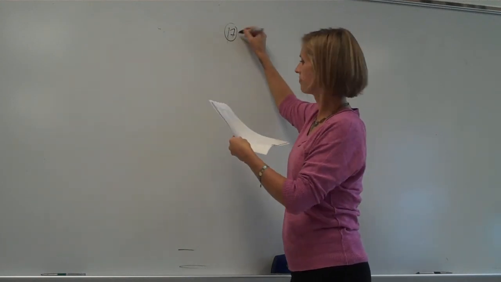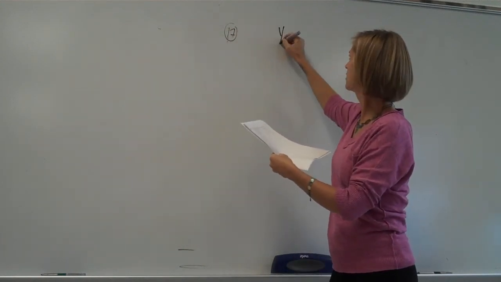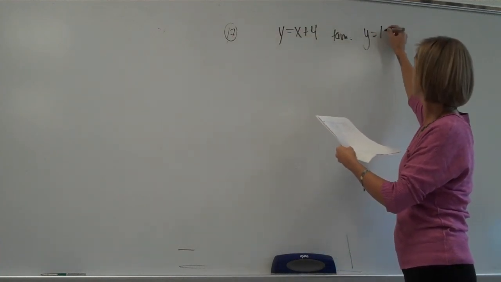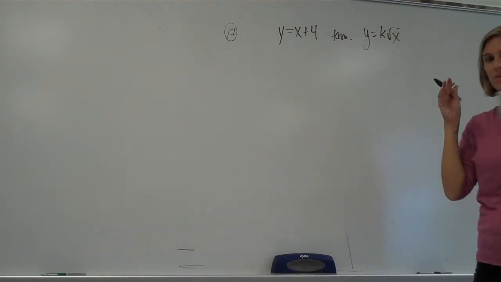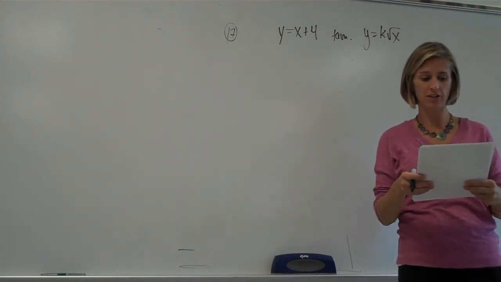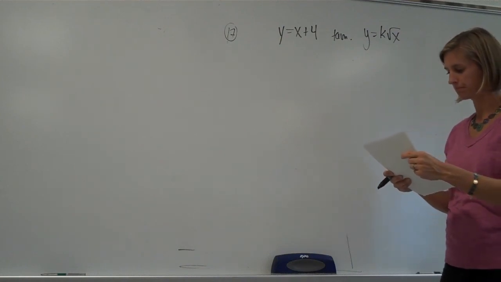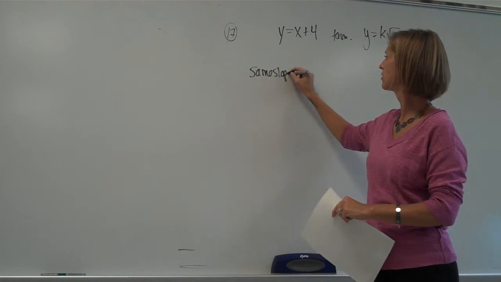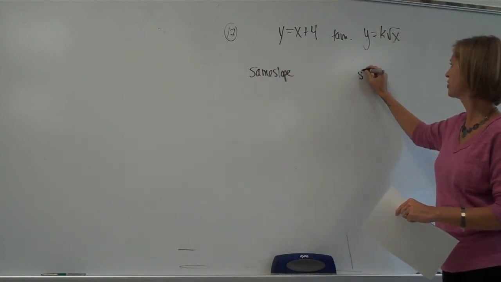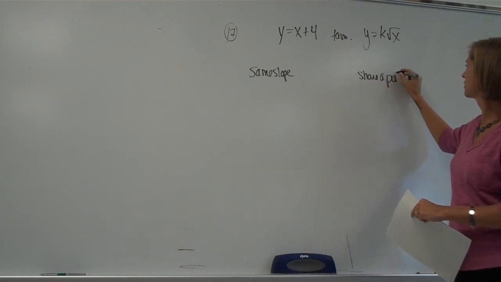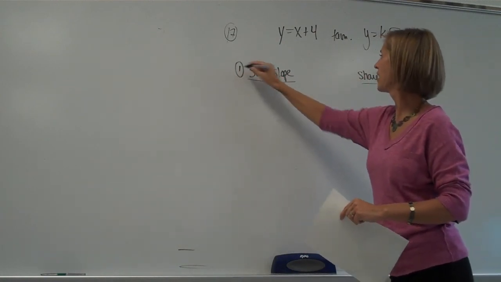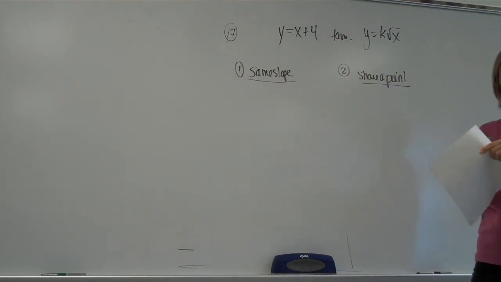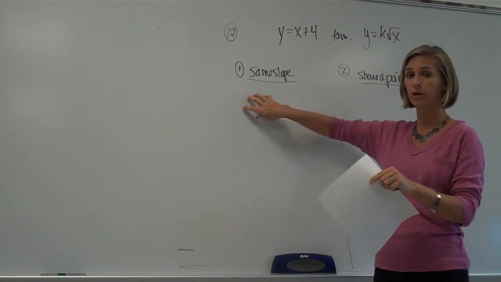Number 17. For the following, find k such that the line y equals x plus 4 is tangent to y equals k root x. This is kind of what I was talking about before. Two big things are true about this. First of all, we know that they have the same slope where we're looking at, and second of all, we know that they share a point. Because if these are my two curves, they're going to share a point wherever they meet, wherever they're tangent. They're also going to have that same slope wherever they're tangent.